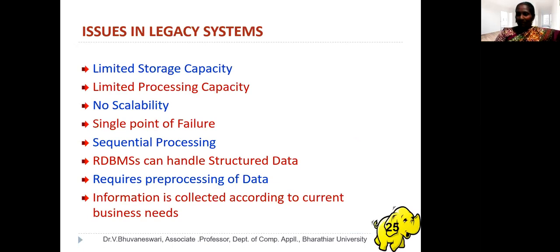Limited storage capacity, limited processing capacity, no scalability, single point of failure, sequential processing. RDBMS can handle only structured data and requires pre-processing of data. Information is collected according to current business needs. So there are many things, but we'll focus on the first five important ones: limited storage capacity and limited processing capacity.